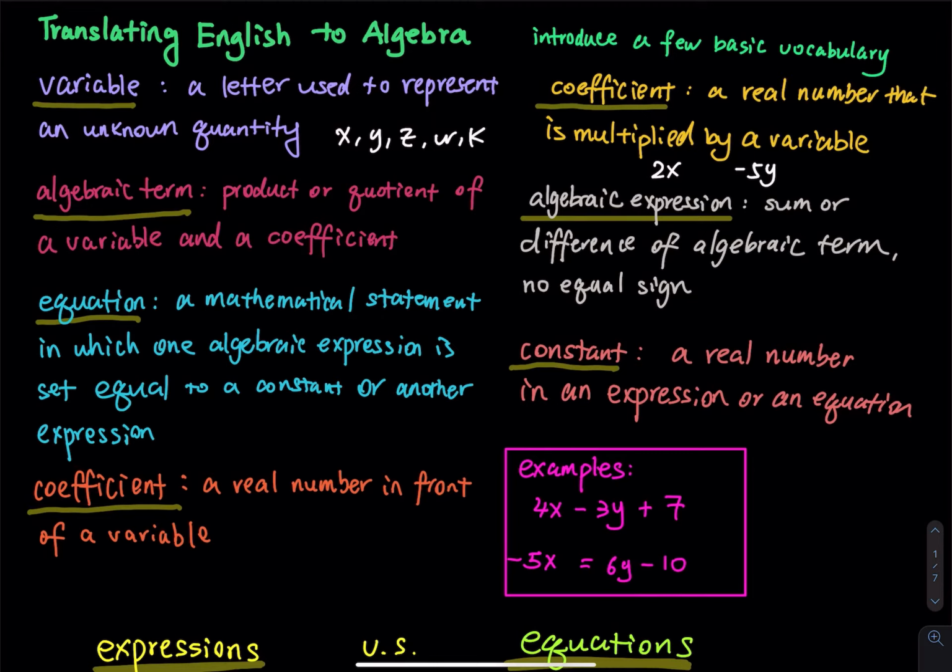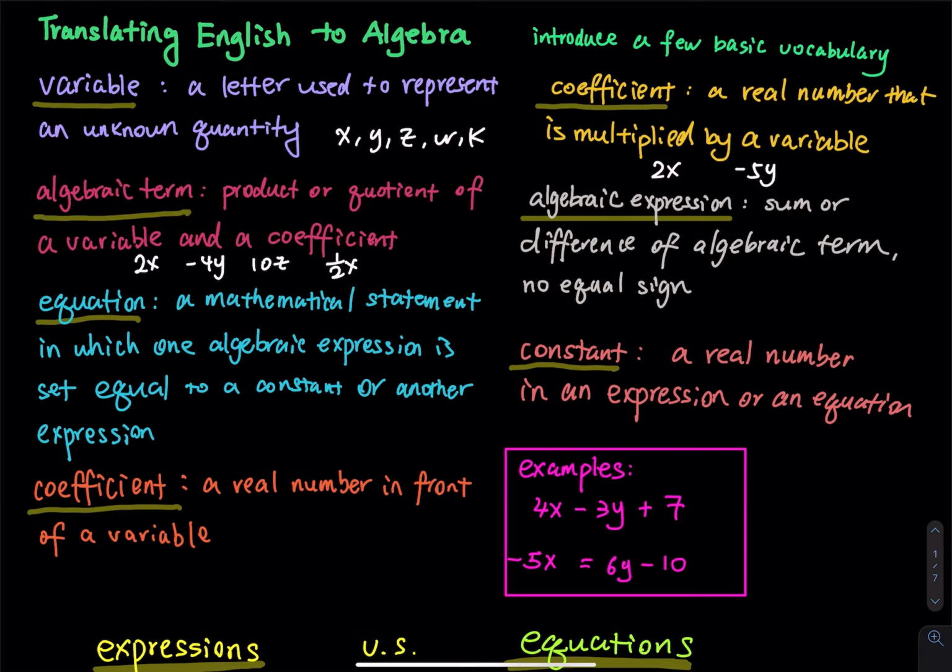What about an algebraic term? It is a product or quotient of a variable and a coefficient. If you have 2x, then this is one algebraic term. If you have negative 4y, this is an algebraic term. If you have 10z, this is an algebraic term. Of course, you can use fractions like this: half x. So 1/2 is called the coefficient, x is called the variable, and the entire thing is called one algebraic term.